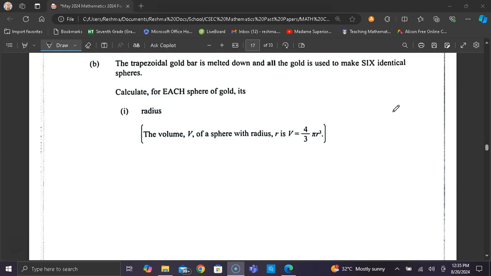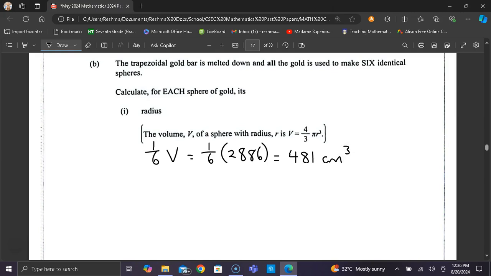So the first thing we need to do is divide our volume by 6. So 1/6 of 2,886 is 481 cubic centimeters. This would be the volume of each of the gold spheres. Therefore, 481 would be equal to 4/3 pi r cubed, the volume of one of the spheres.